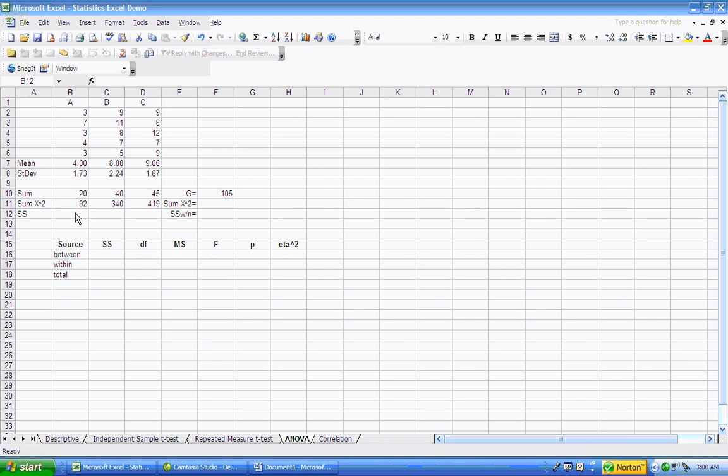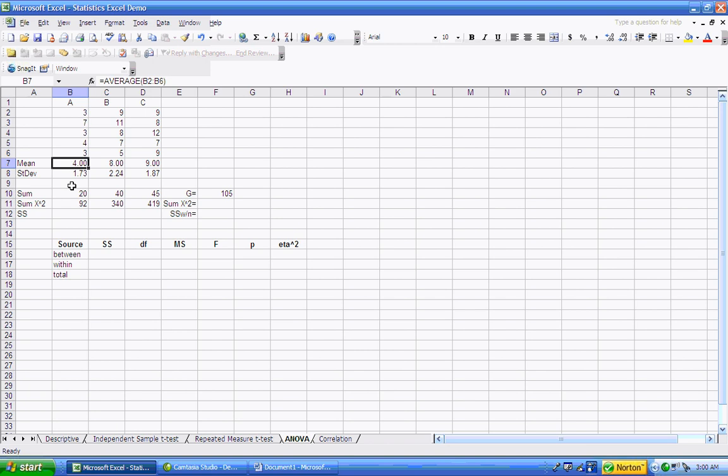In this example, we'll look at doing an analysis of variance using Excel. There are three conditions, A, B, and C. We've gotten the mean and the standard deviation using the same functions that we had in previous examples. And as in the first example with descriptive statistics, we also have the sum of each one of the conditions and the sum of x squared.